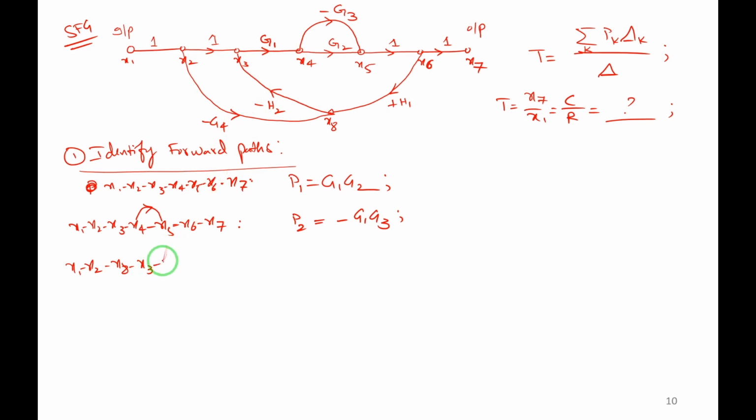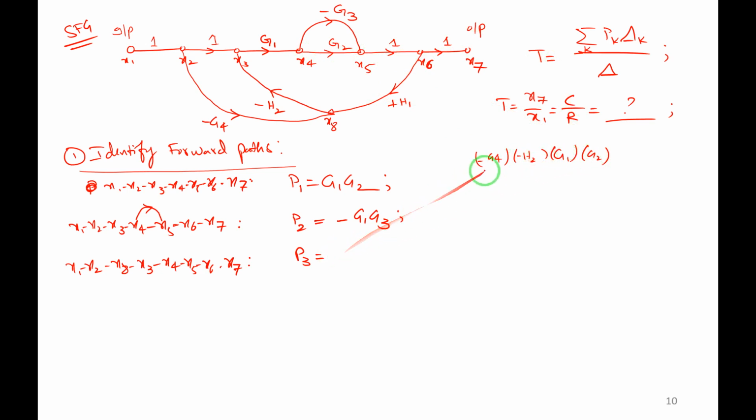From X3 I will go to X4. From X4 I will go along the straight line, not this jump. So X4 to X5, X6, X7. What is the gain? Multiply all the gains. This is the third forward path gain. So I will multiply all the gains and write: 1 into minus G4, minus G4 into minus H2, this gain. Then G1, then into G2. Then remaining 1, 1.